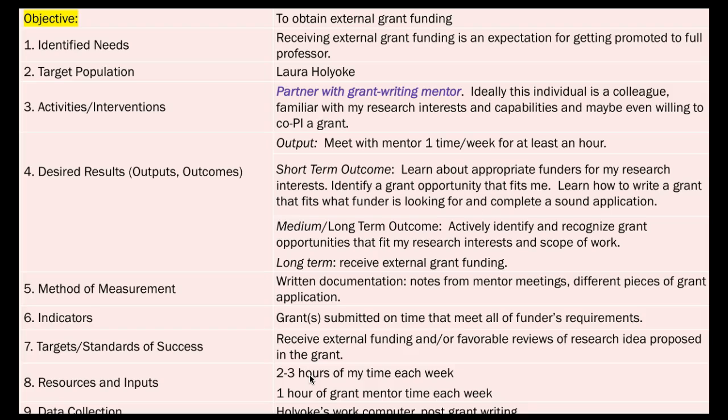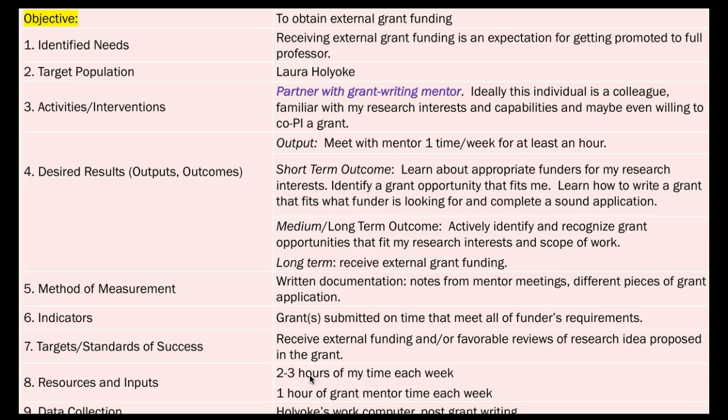Method of measurement: I'm going to collect written documentation, notes from mentor meetings that I've taken, and different pieces of the grant application that I've written. Indicators, what does success look like? Well, a grant that's submitted on time that meets all of the funder's requirements. Target, what am I shooting for? To receive external funding and/or favorable reviews of a research idea proposed in the grant.